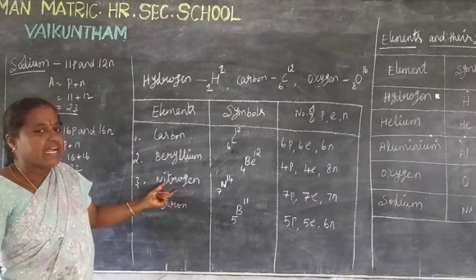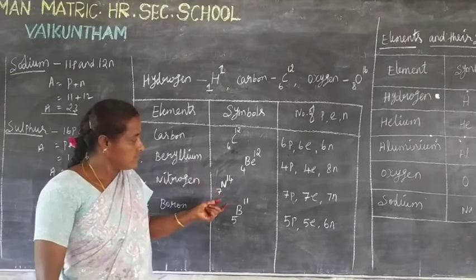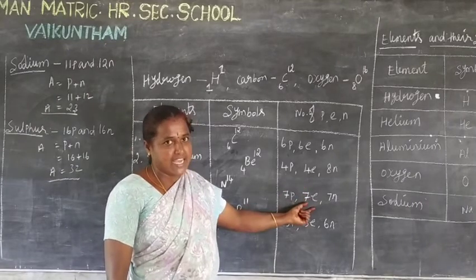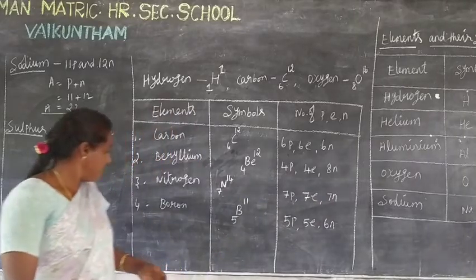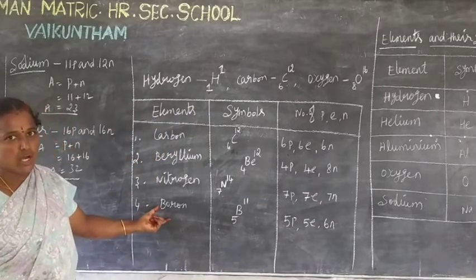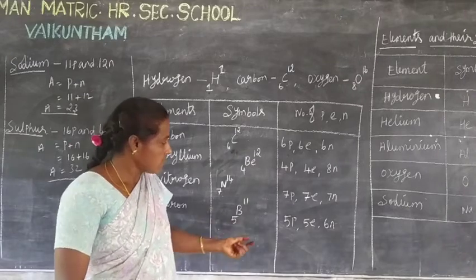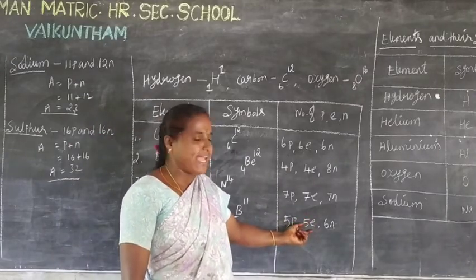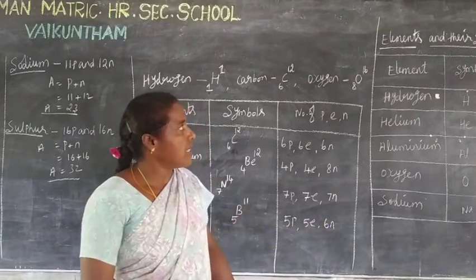Next one element, nitrogen. This is the symbol for nitrogen. Number of protons is 7. Number of electrons is 7. Number of neutrons also 7. Next one element, boron. This is the symbol for boron. Number of protons is 5. Number of electrons is 5. Number of neutrons 6. Okay.